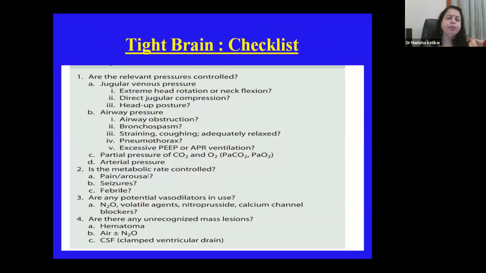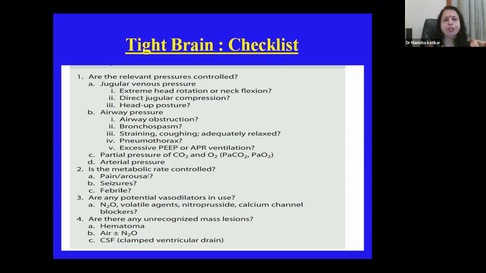Still, in spite of using the chemical brain retractor concept, in spite of taking all proper care, if your surgeon is still telling you, "Arey, brain bahut tight hai, kuch bhi kar, do something. The brain is very tight. I am not able to go inside. I don't know. The brain is bulging out," then you need to check everything very properly in a systematic manner.